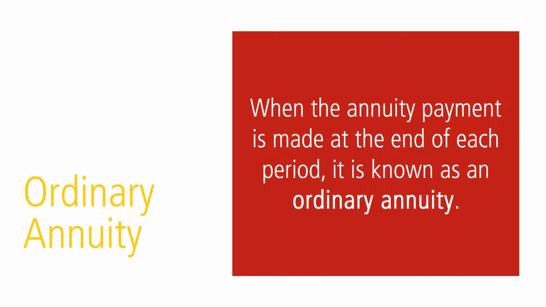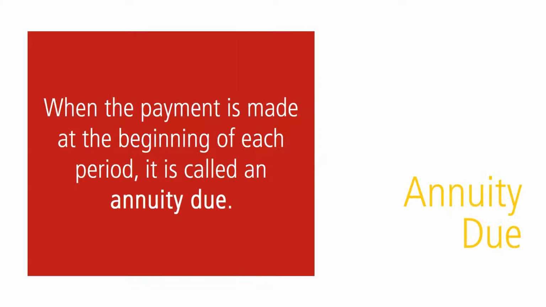When the annuity payment is made at the end of each period, it's known as an ordinary annuity. A salary paid at the end of each month is an example of an ordinary annuity. When the payment is made at the beginning of each period, it's called an annuity due. A mortgage payment or rent paid at the beginning of the month is an example of an annuity due.